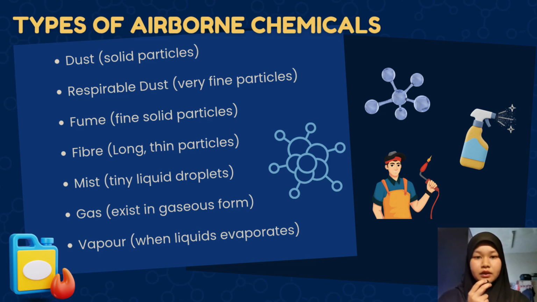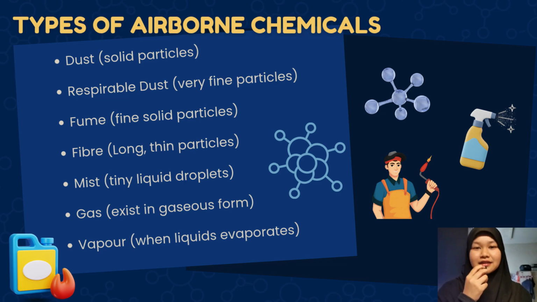Third, fume. Fumes are fine solid particles formed when metals are heated and then condensed in the air. For example, welding fumes. Fourth, fibers. Fibers are long, thin particles that can be inhaled into the lungs. For example, asbestos used in insulation materials. Then we have mist. Mist consists of tiny liquid droplets suspended in the air. For example, spray painting in the manufacturing.